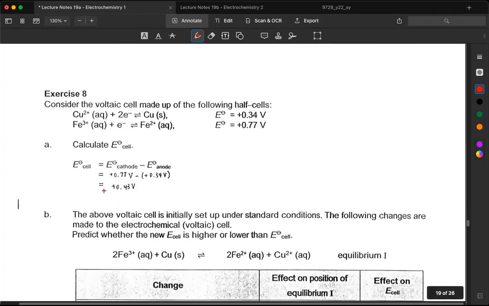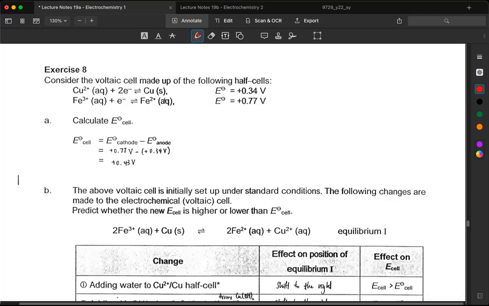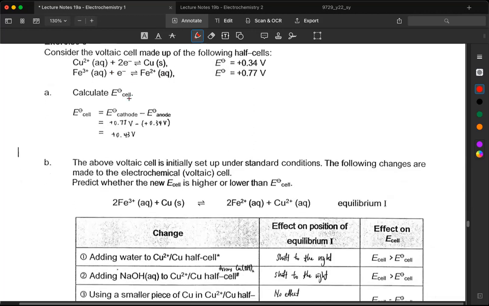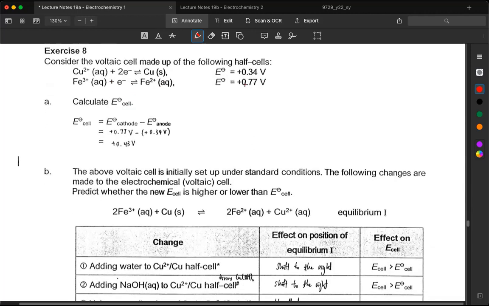Okay, for example, this exercise. You have this voltaic cell of these two half cells, copper and iron. So you calculate the E0 cell, again, more likely this one, so 0.77 minus 0.34, easy. So this one will be the cathode. And this will be the anode. So you assign first so that you can plug into the equation correctly.